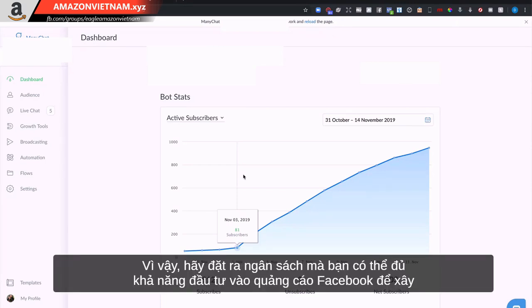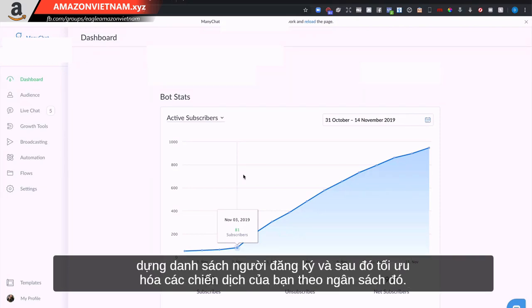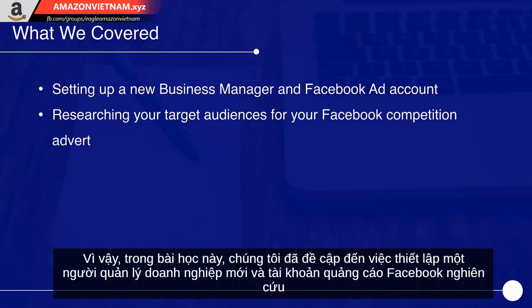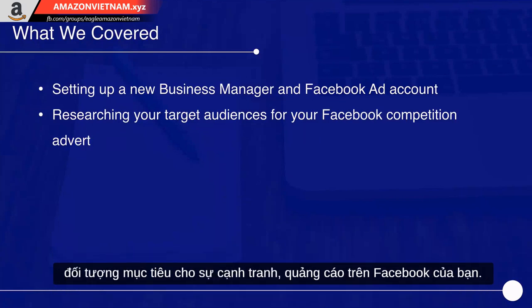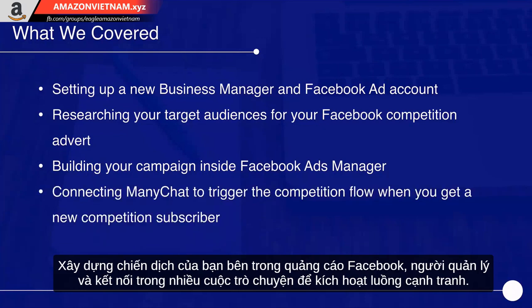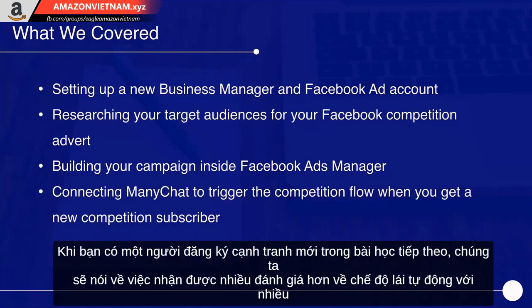So set a budget of what you can afford to invest in Facebook advertising to build a subscriber list, and then optimize your campaigns towards that budget. So in this lesson we covered setting up a new business manager and Facebook advertising account, researching your target audience for your Facebook competition advert, building your campaign inside of Facebook Ads Manager, and connecting ManyChat to trigger the competition flow when you get a new competition subscriber.